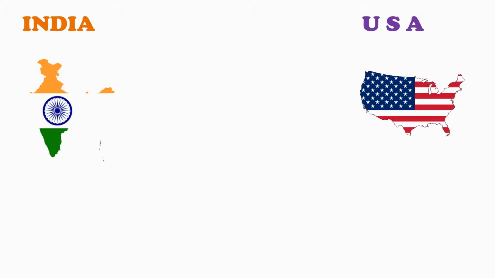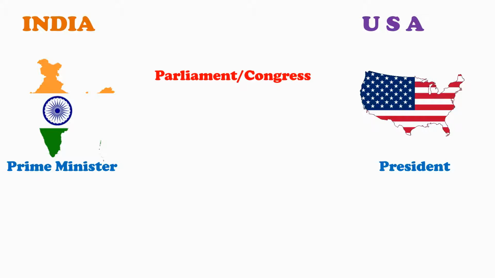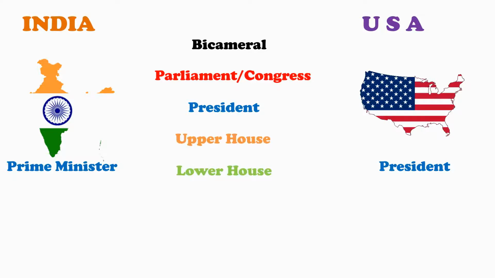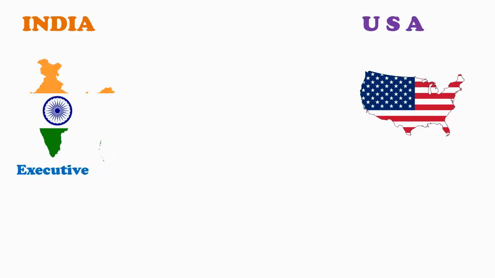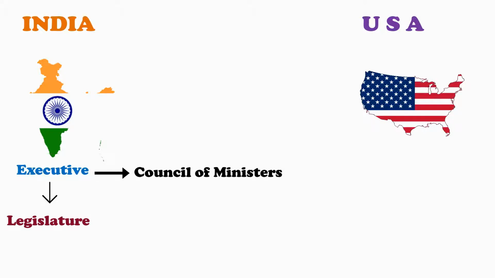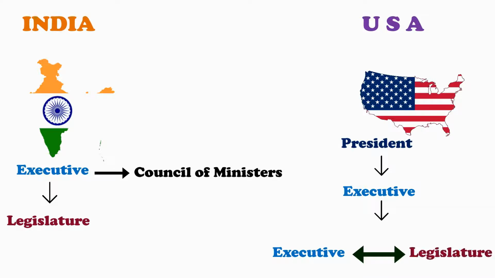In India, almost all major powers are vested in the Prime Minister of India, and in the US the President is the most powerful authority. Both the Indian Parliament and the US Congress are bicameral. Parliament consists of the President, Upper House, and Lower House. The executive in India is inseparably linked to the legislature. The executive in India means the Council of Ministers. In the US the President himself is the executive, and hence there is a clear distinction between the executive and the legislature.